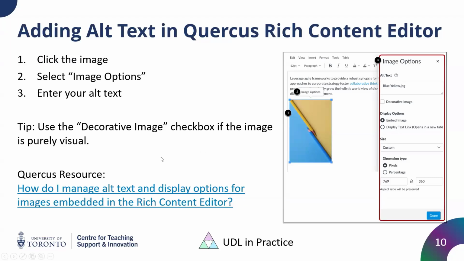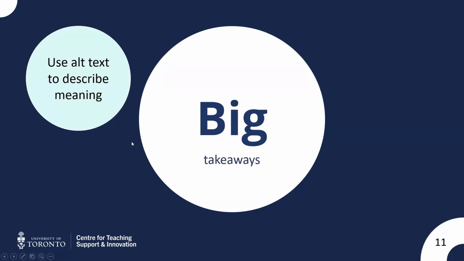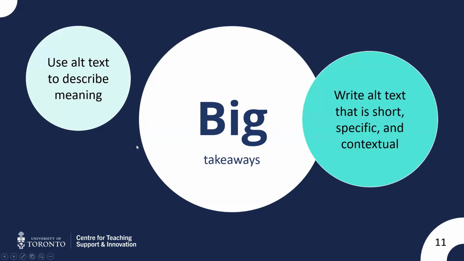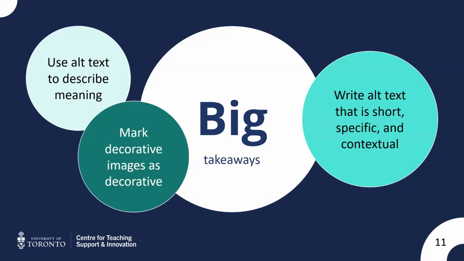So what are our big takeaways for today? First, use alt text to describe meaning. Second, write alt text that is short, specific, and contextual. And lastly, mark decorative images as decorative.